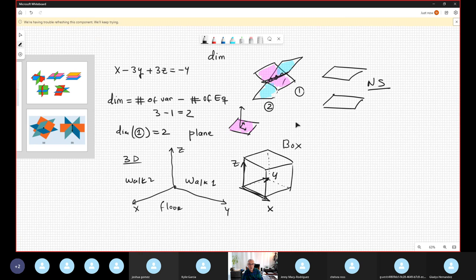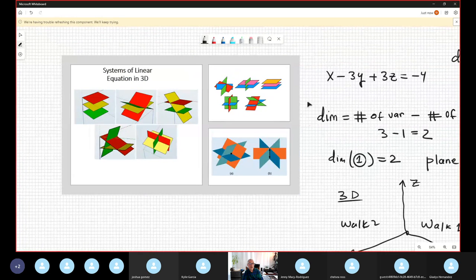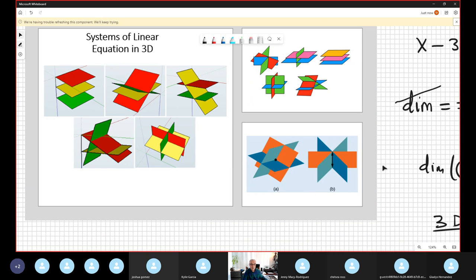But okay, instead of doing my sketch by hand, which is no good, let's see this picture in which you can see several possibilities. Let me guide you little by little and you help me understand this. For example, what do you think about this picture that represents a system that contains three equations? The red equation is a plane, the green equation is another plane, and the yellow equation is another plane: three planes. What do you think? Do we have a solution, yes or no?